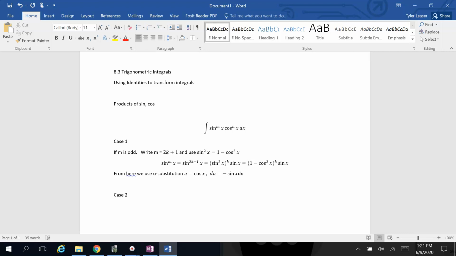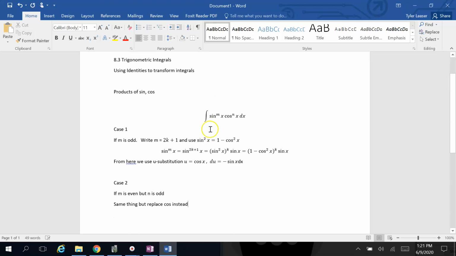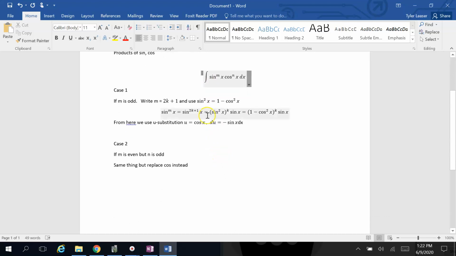and then we'll look at an example of each one of these. So case 2: what happens if the m, the exponent on the sine, is even, but the exponent on the cosine is odd? I'm just going to write that we're going to do the same thing, but replace the cosine instead. It's the same exact structure as case 1 here. It's just that we're going to solve for the cosine squared and substitute that out instead. And when we look at an example, you'll see what to do.